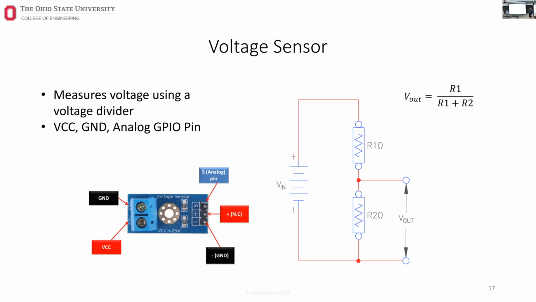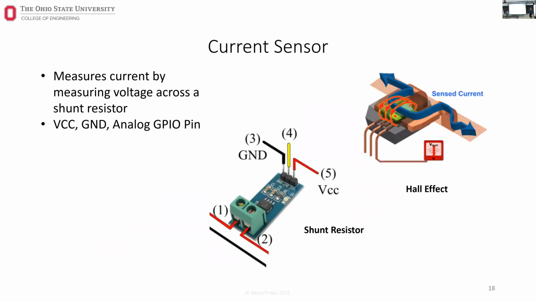So that is something we're looking to build ourselves. The connection to the ESP32 would be the same. We would have a VCC, a ground, and then one analog GPIO pin. And then the current sensor is very similar. So we looked at a few different kinds of these.